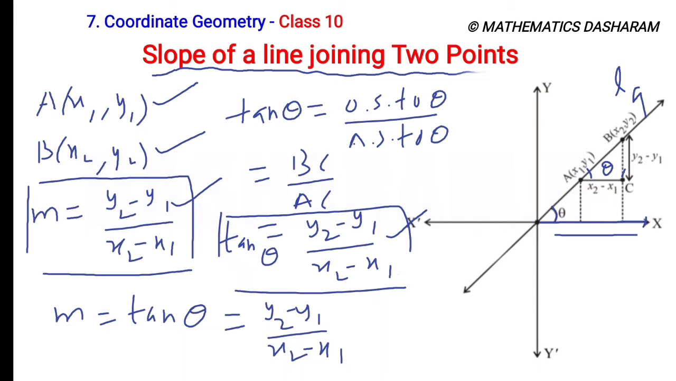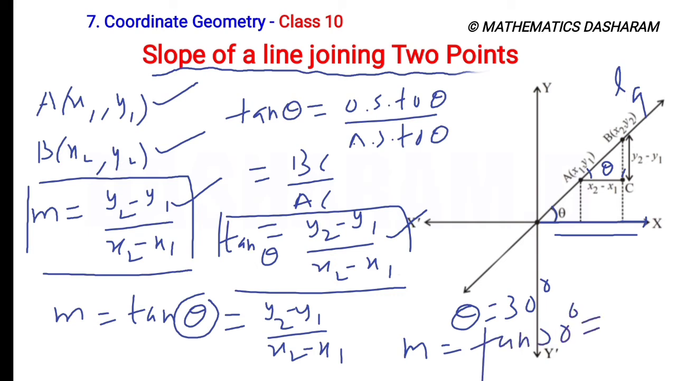When do we have to use these formulas? When the angle theta is given, for example theta equals 30 degrees, and we are asked the slope of the particular line, then we have to use the tan theta formula. That means tan 30 degrees, which is 1 by root 3. But when the two points are given, then you have to use the formula y2 minus y1 divided by x2 minus x1 to find the slope. So this is the topic, slope of a line joining two points. Let's do some problems related to this.